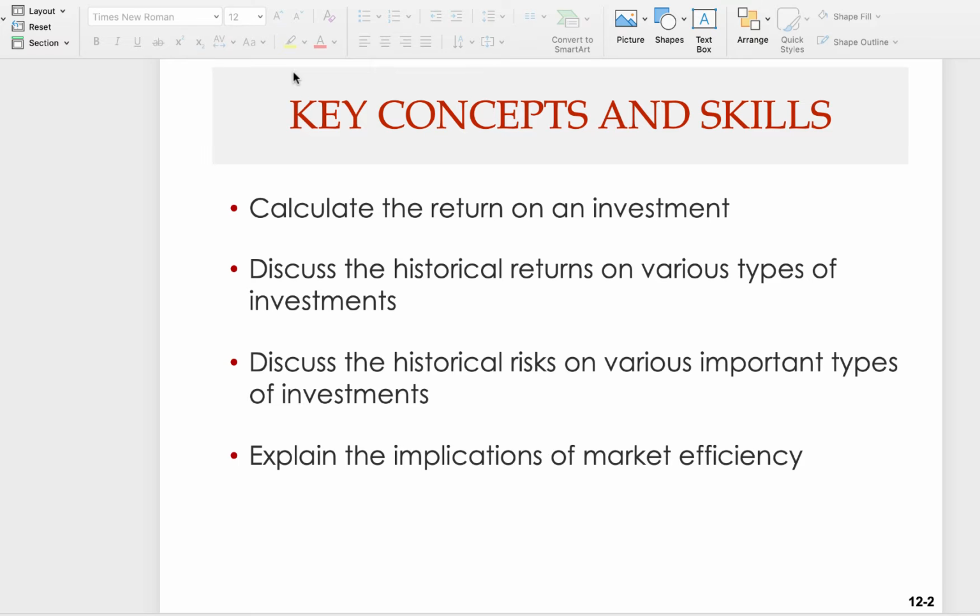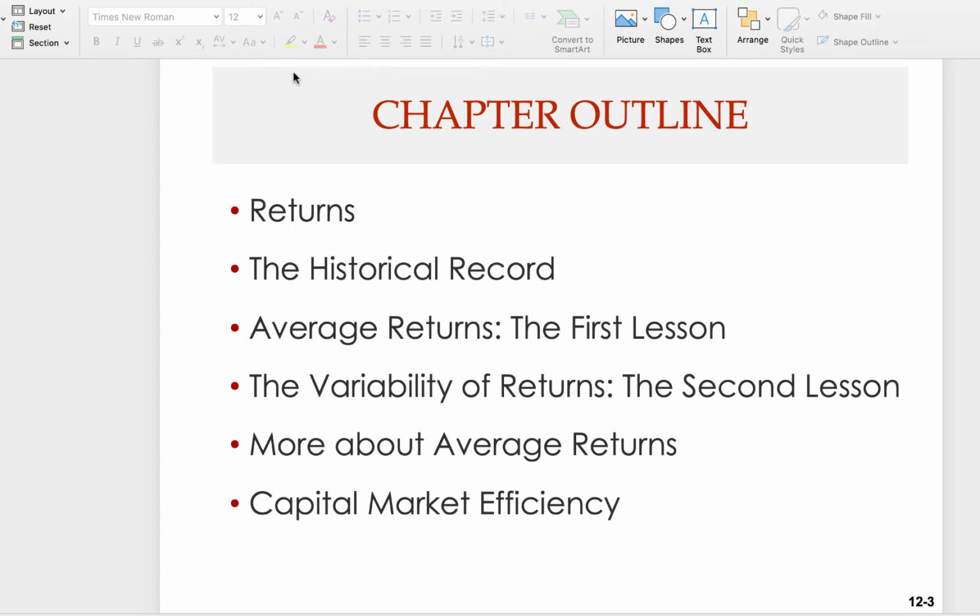Okay, so we're going to be looking at those types of returns for those various instruments, and we're going to talk about what happened in history, right? So we're going to look at historical returns, we're going to look at historical risk, and then finally we're going to finish up with the concept of market efficiency. What is that, and how exactly does that come into play? So the first thing we're going to look at is returns, and we're also going to look at the historical record.